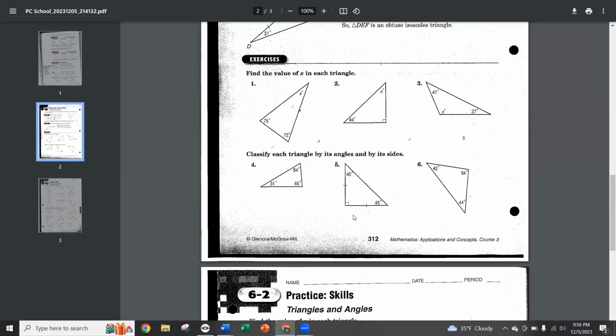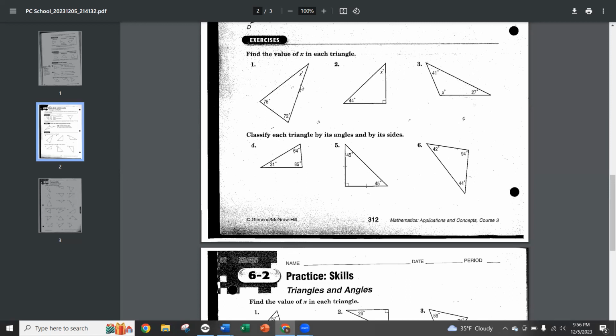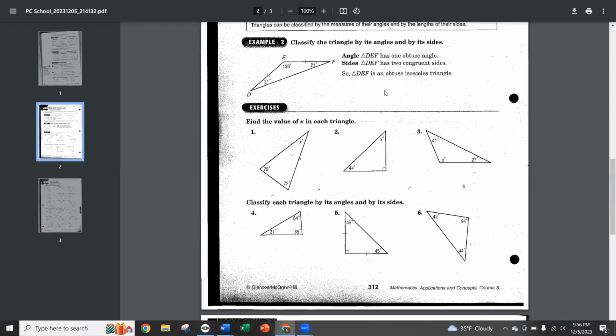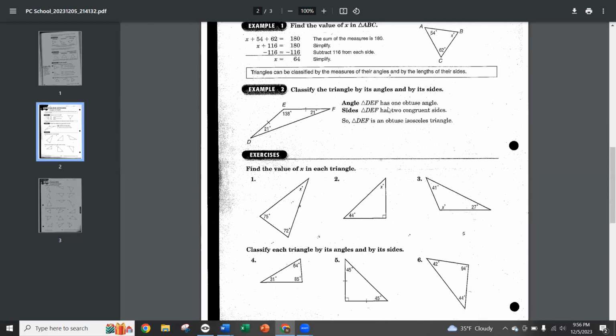I'm not worried about you guys doing problems like 1, 2, and 3. Okay, this is just 180 minus 75 minus 72 equals x. Here, if there's this little line right here, this means it's a right angle, so it says 90 degrees. So this would be 180 minus 90 minus 44 is x. Where it gets tricky is when you're classifying triangles.